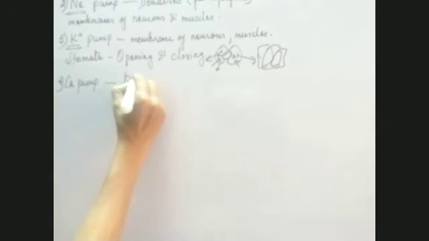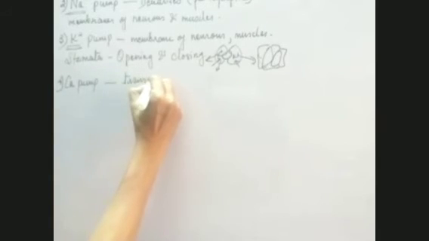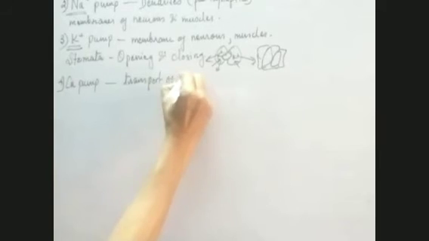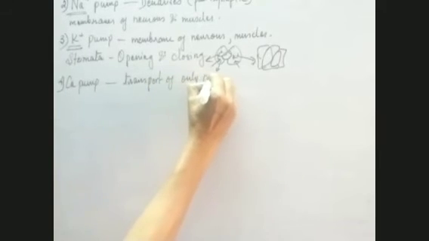So it is opening and closing of stomata where the potassium ions are used. Then we have the calcium pump. Another pump which is here is calcium pump. And what is this calcium pump? Calcium pump is transport of only calcium. Transport of only calcium takes place through this. And where it is found?